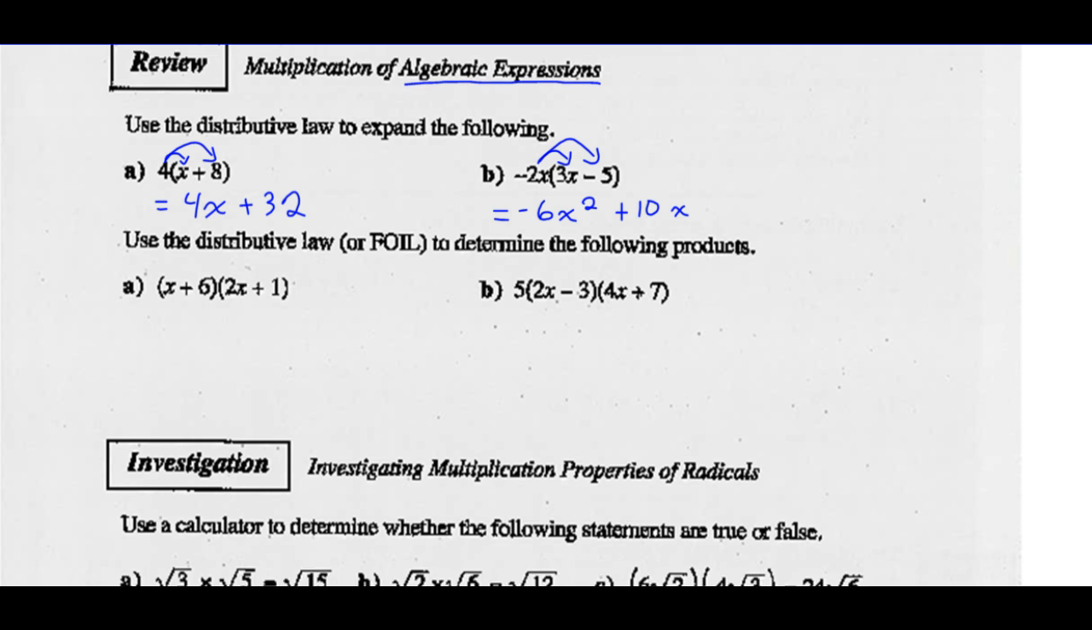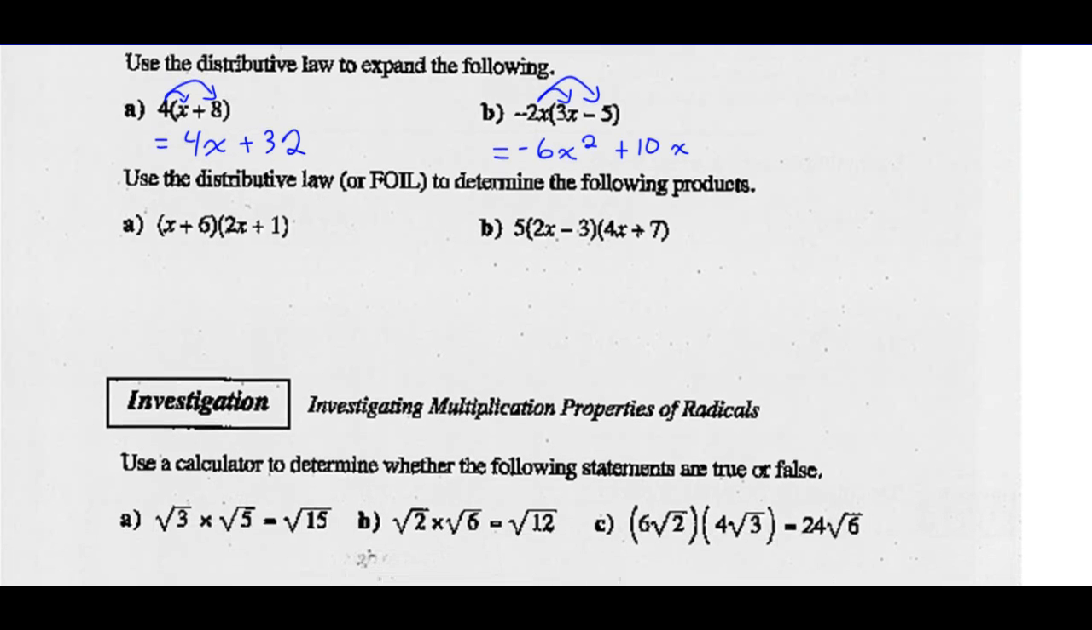The same thing is also true for multiplying two binomials. We could use the acronym FOIL to remind us how to do this, or we can just make sure that every term in the first bracket gets multiplied to every term in the second bracket. So x times 2x is 2x squared, and x times 1 is x, and 6 times 2x is 12x, and 6 times 1 is a positive 6. And now we're done multiplying.